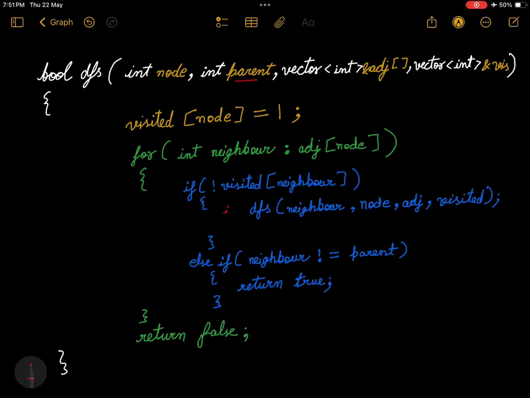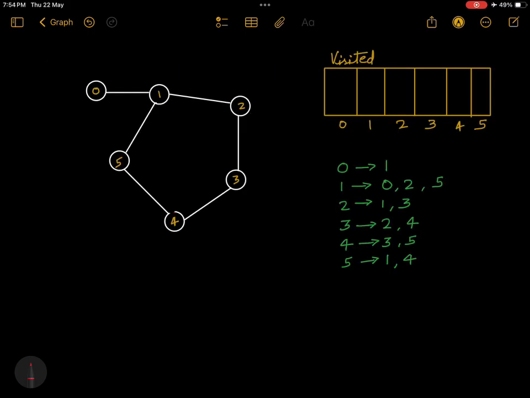So that's it. One optimization here: while calling DFS, if any of our DFS calls returns true, then we will return true. No need to go further and make extra DFS calls. So it's just a small optimization here. Now let's see how we're going to do it using BFS.